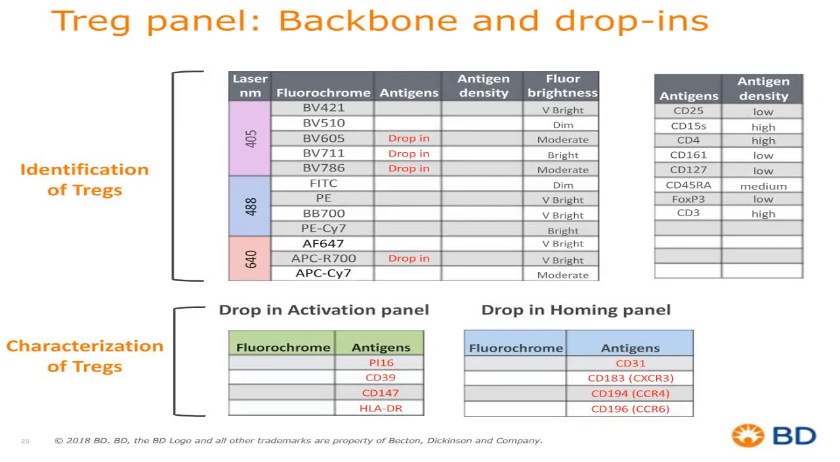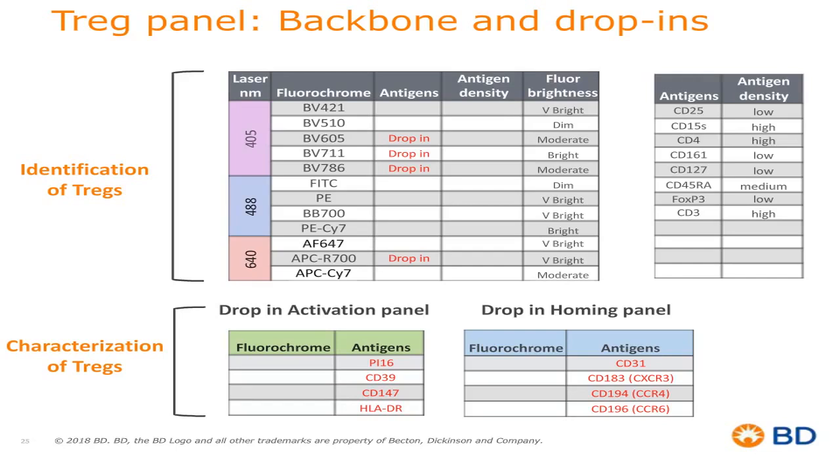So I can go back to my panel and start filling in some information. As you can see, I have my configuration of my instrument listed with all the laser lines and the fluorochromes. And where it says antigens, on the fluorochromes that are going to be used for drop-in markers, I have just labeled them as drop-in, which tells me I can't use BV605, 711, BV786, or APC-R700 for my common core antigen. I also listed the relative fluorochrome brightness.